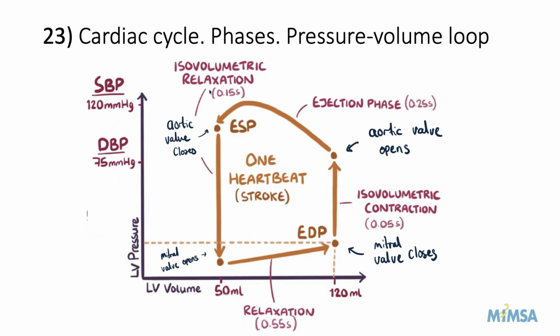So the mitral valve opens at the end of isovolumetric relaxation. It closes at the end of relaxation. The aortic valve opens at the end of isovolumetric contraction, and then the aortic valve closes at the end of the ejection phase.